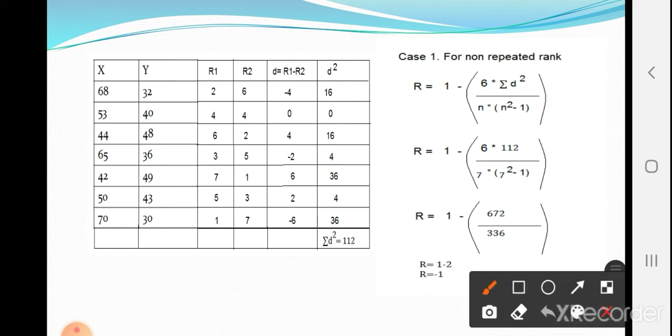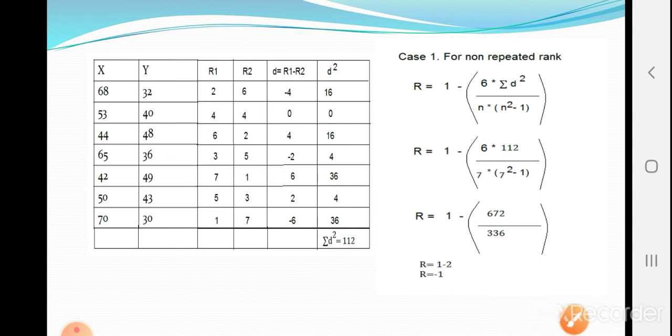Now R2 is the ranks for the y variable. So give the rank from highest to lowest or lowest to highest. Here I am giving the rank from highest to lowest for both the x variable and the y variable. So the highest value is 49, so first rank. Then 48 second. Then 43 third. Then 40 fourth. Then 36 fifth rank. Then 32 sixth rank, and last 30 seventh rank.